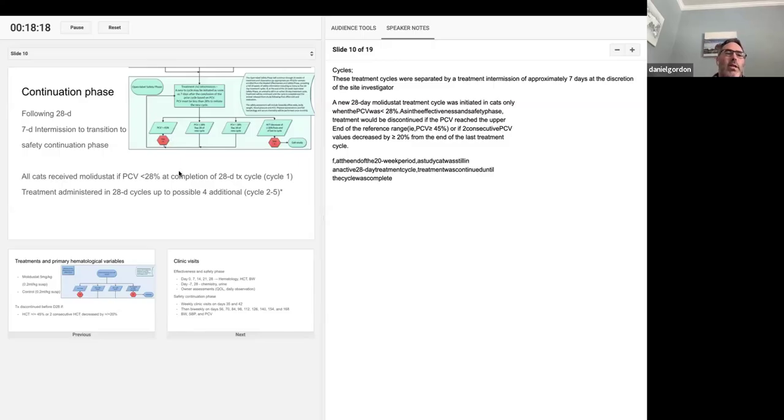They still had that same criteria where if their PCV was greater than 45%, then they stopped or they were excluded from further treatment. In addition, the patients that had a greater than 20% decrease in their hematocrit.